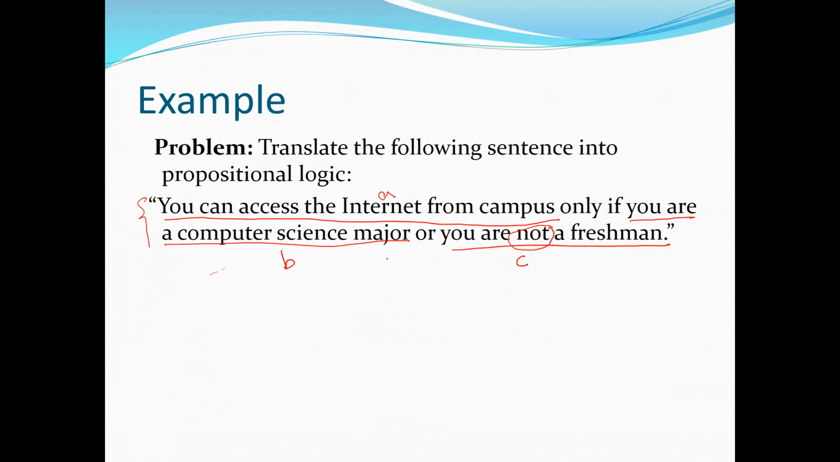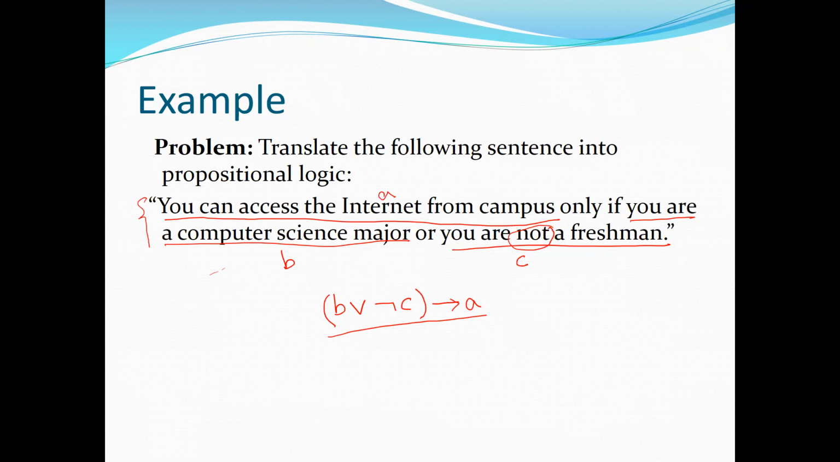So this is what we have identified: the atomic propositions, and we have assigned the variables to those propositions. Now you can see what this is. Let me just recall this. You are a computer science major or you are not a freshman. What does this mean? It means that if only these are the conditions, then you can use the internet. It means if you are B, a computer science major, or not a freshman, that means not C, only then you can access the internet. It means that implies you can now use the internet, right? So this is the equivalent proposition of this English sentence. Got it?